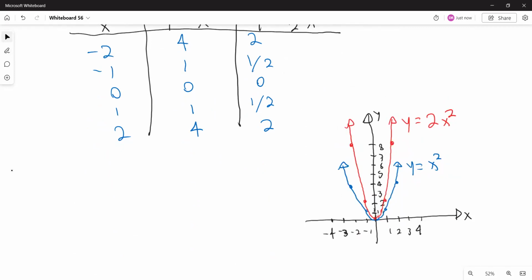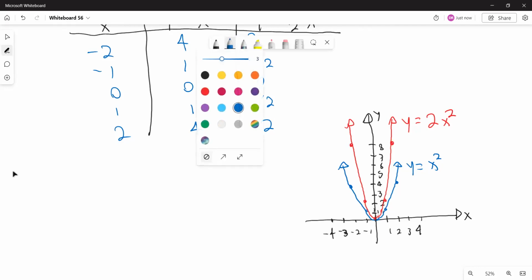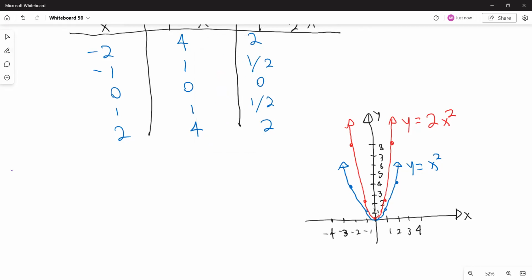Okay, so the third graph is going to be the graph of 1/2 x squared. So that one goes through the points -2, 2, -1, 1/2, 0, 0, 1, 1/2, and 2, 2. And I could even do things like 4, so 4 squared is 16. Okay, I'm not going to go that far. But you have an idea of what the graph is going to be.